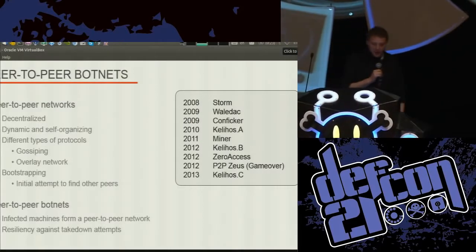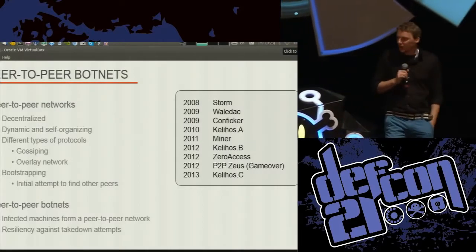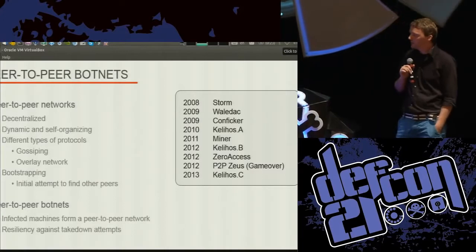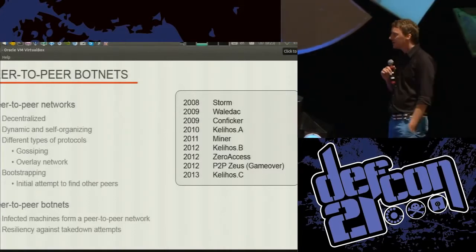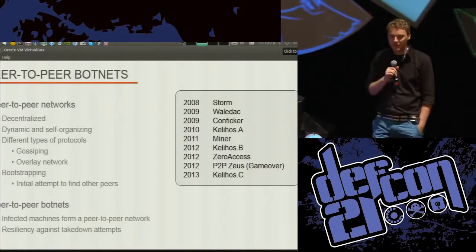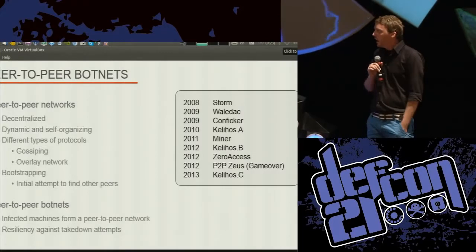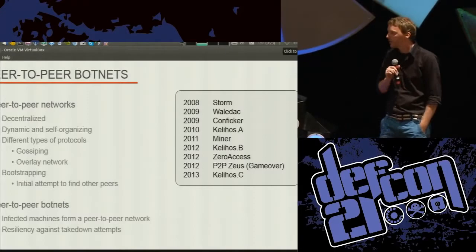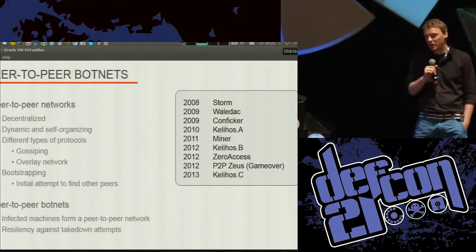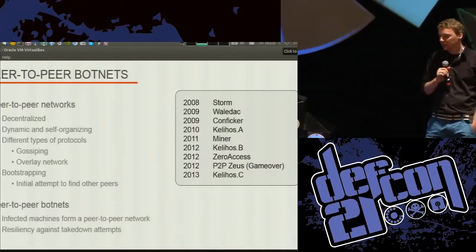Speaking of that box, that's my own private history of peer-to-peer botnets I analyzed. I started in 2008 with the Storm worm, which used the eDonkey network or Kademlia network or protocol, together with some other people. Some of them are here in this room.